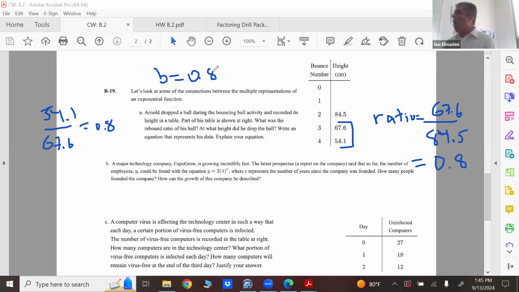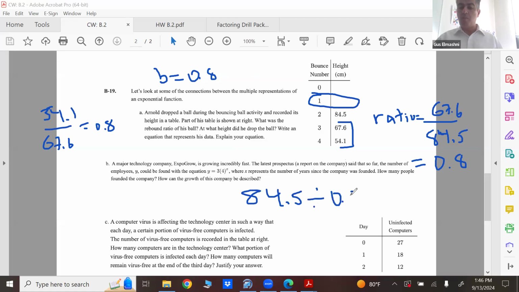So how did I find it? Now, if I go backwards, I gotta divide by 0.8. So if I want to find the height when the bounce number is 1, what's the opposite of multiplication? You gotta divide it. Now, this one I'm not gonna attempt to do in my head, and I can't remember from the last class. It's 105.6.